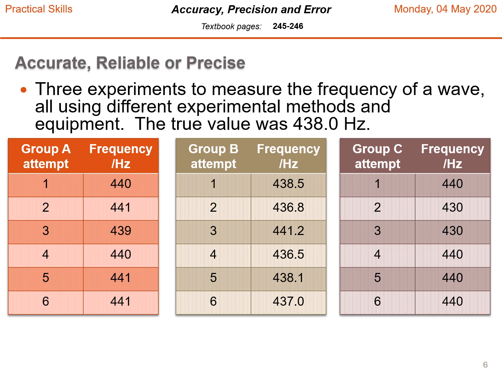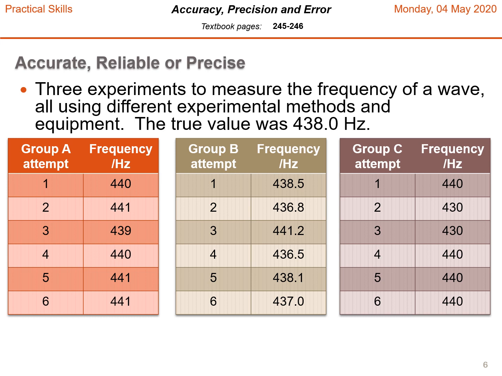So here is the data from 3 experiments used to measure the frequency of a wave. Each experiment used a different method and different equipment, but the same wave was being measured, which is a frequency of 438 Hz. What I'd like you to do is rank each of these in order of accuracy, reliability, or precision. I'll do the first one for you, which is accuracy.